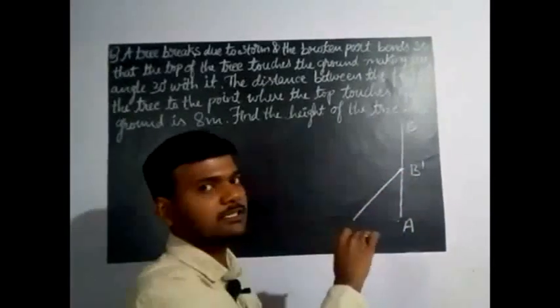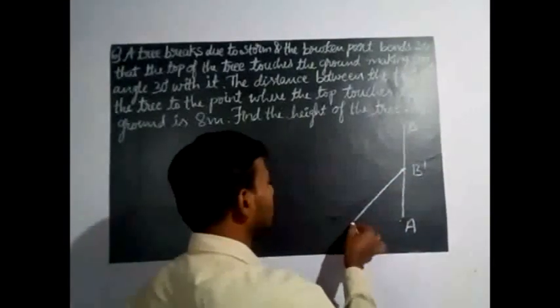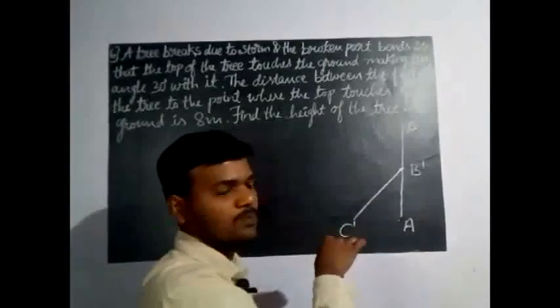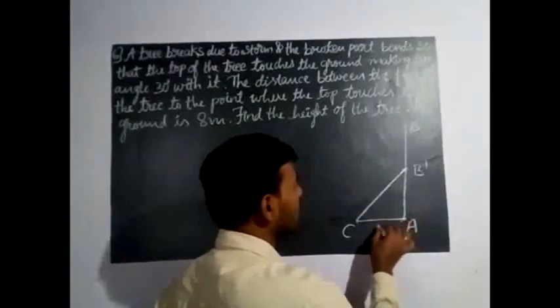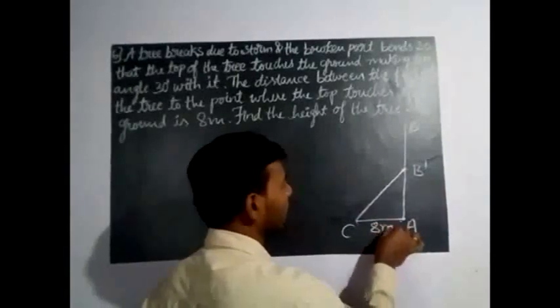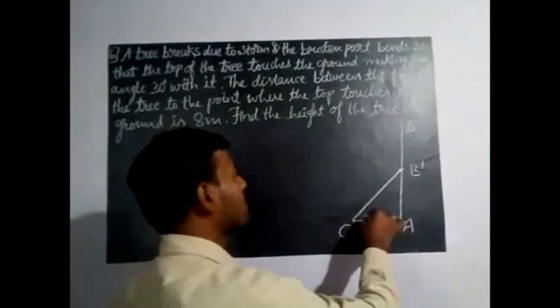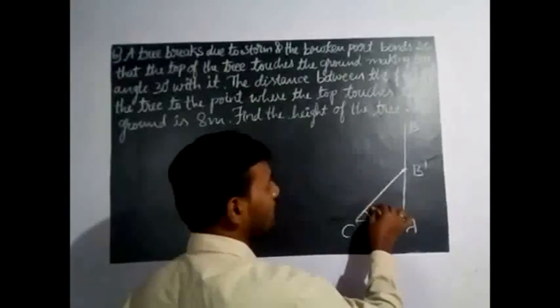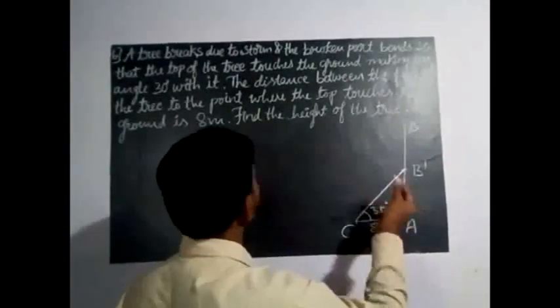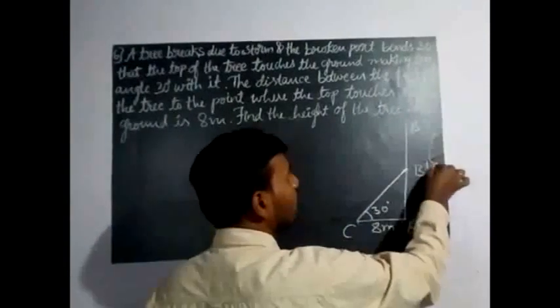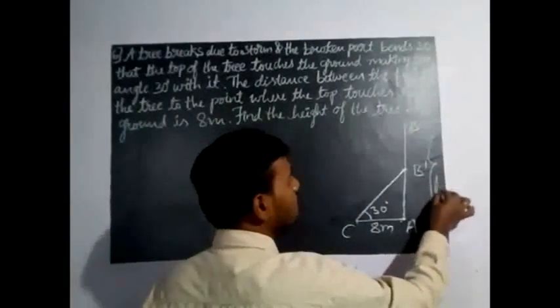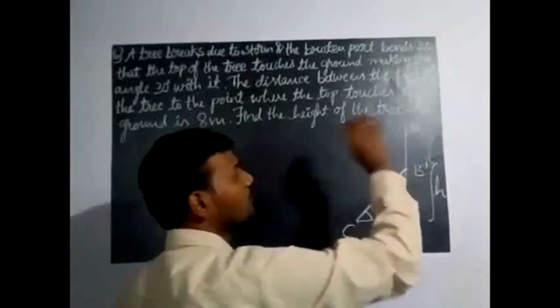It bends and touches the ground at the point C, which is 8 meters apart from the foot of the tree, and which makes the angle of inclination of 30 degrees. Now we have to find the height of the tree, that is AB, we need to find.